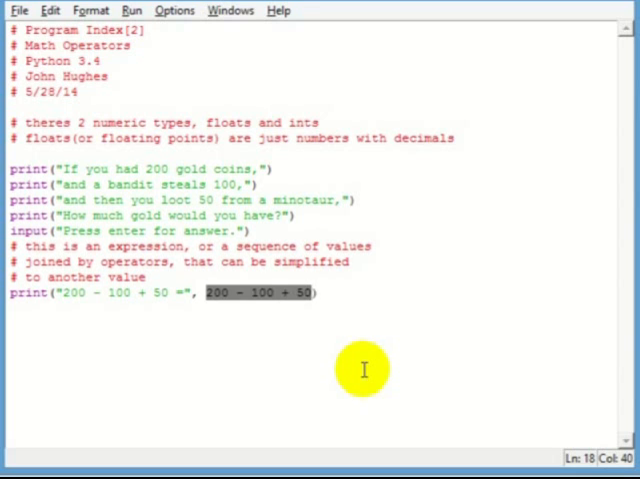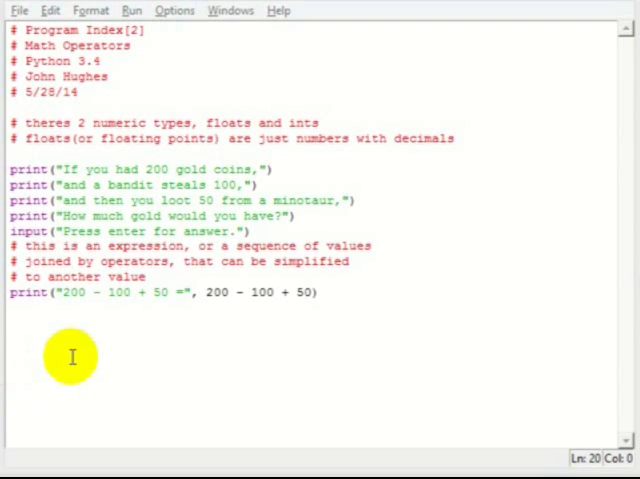So what this is going to print out, this is what the user will actually see: 200 minus 100 plus 50 equals, and then it's going to evaluate this, which is going to be 150 if I'm correct, and it's going to put equals 150. So that's subtraction and addition. That's pretty simple. And math operators are just minus, plus, multiplication, divide, remainder, or modulus, and true division. And I'm going to show you the rest of them right now.